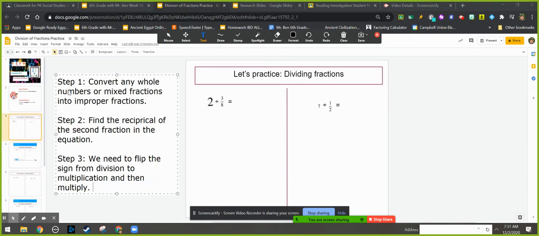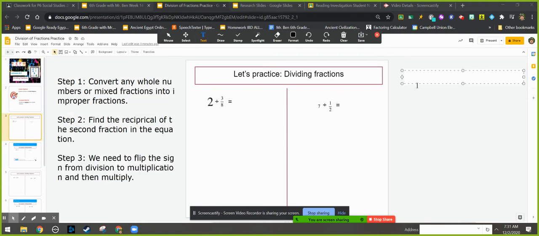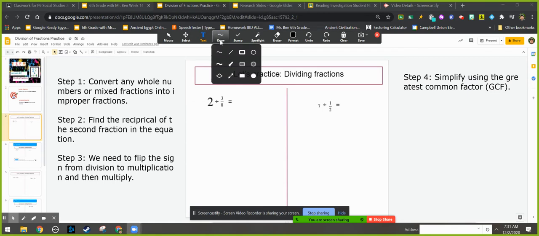Now there technically is one more step, and I'm going to write it on the other side here. So there is one more step, step four, and that is if we need to simplify using the greatest common factor, or what we call GCF. Okay? So we're going to take a look at these problems. I'm going to do these two together with you, and then you have the opportunity to do the rest. And there's a couple of practice ones.